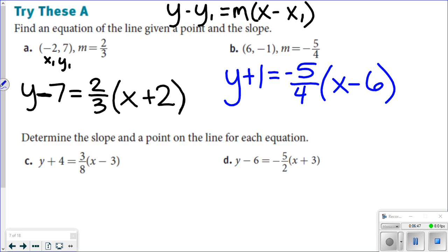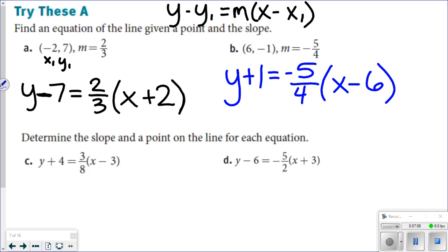Do you have y plus 1? Can you explain why it becomes y plus 1? And then it equals our slope, which is -5/4, times x minus 6.